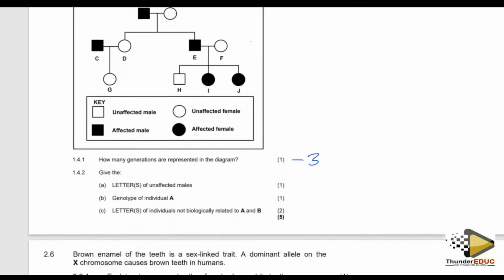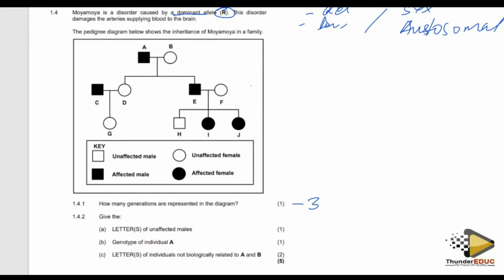So in this case, an affected male. We say that a box means a male, and a circle means a female. So if they're asking for an affected male, a box which is not shaded is unaffected. So I come here and I find that only one person is unaffected. So the answer is supposed to be H. I think that's why it is also 1 mark.